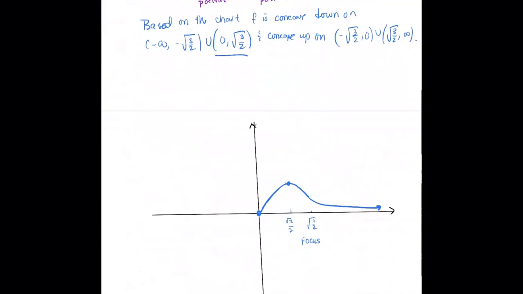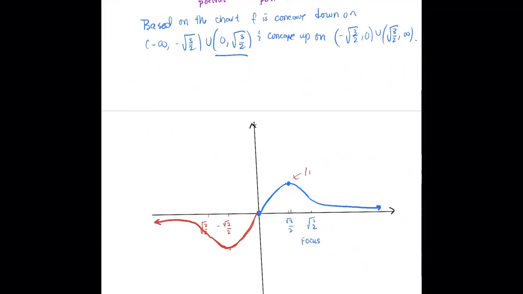Now that I have this side, I use the fact that it has symmetry about the origin. That means that at negative radical 2 over 2, it also has a min, kind of like it does here. And then here at negative radical 3 over 2, that's where it's going to change concavity. So it's going to look something like this. And because there's symmetry, it's just going to be the opposite of what we see over there. And so that's where it's at.